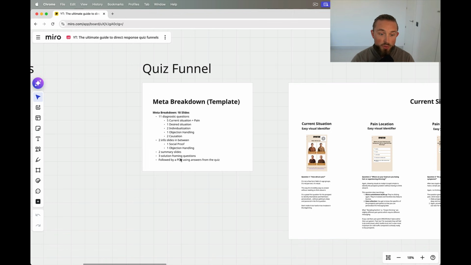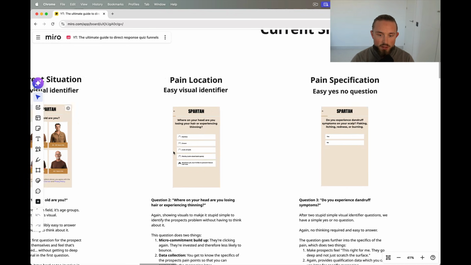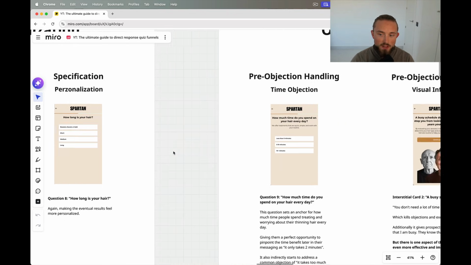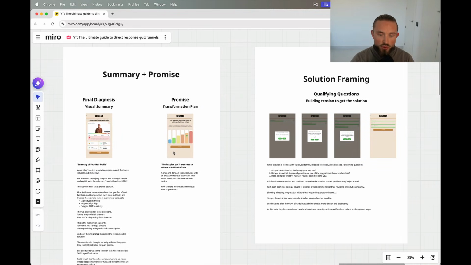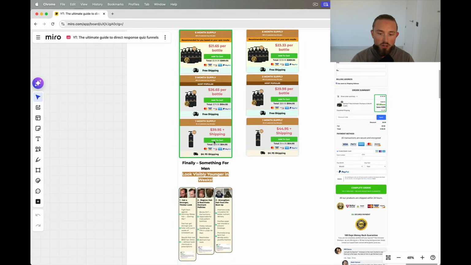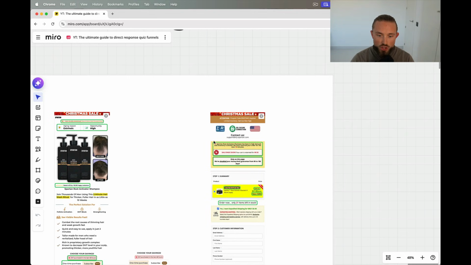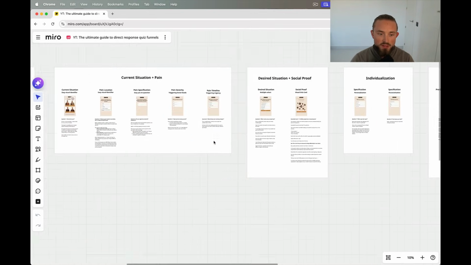We're going to talk about the template that you can use for your products. We are then going to break down every single question that you should have in your quiz funnels, the whole logic behind it, the whole ideas behind it, then also what you have to do before actually pushing them to the sales page. And then obviously we're also going to break down the whole product page with all of the conversion optimization elements, and then also the whole checkout flow with all of the upsells. So really excited for this video.